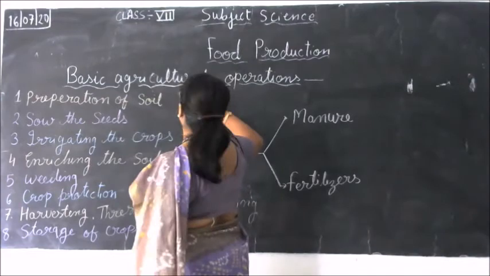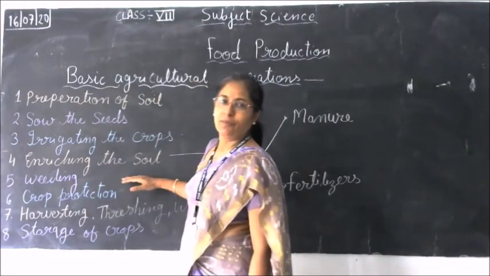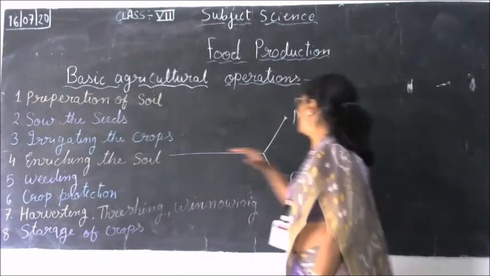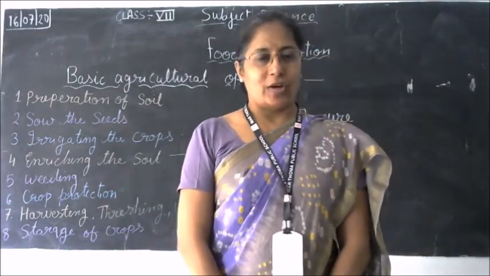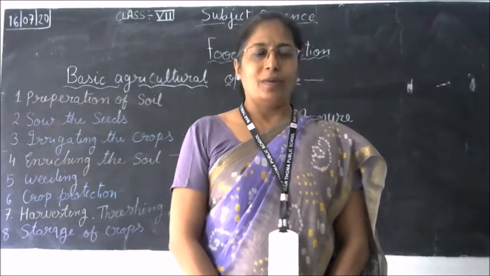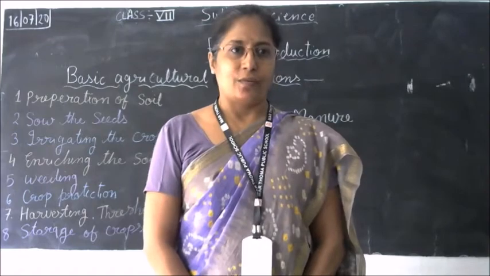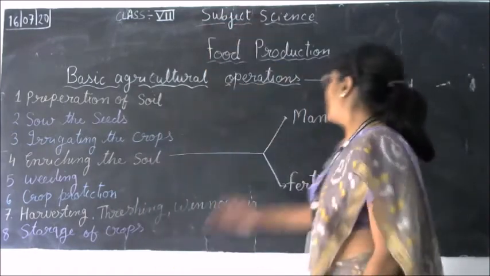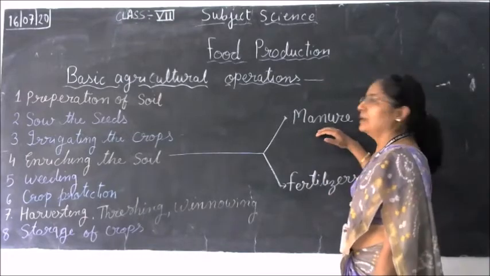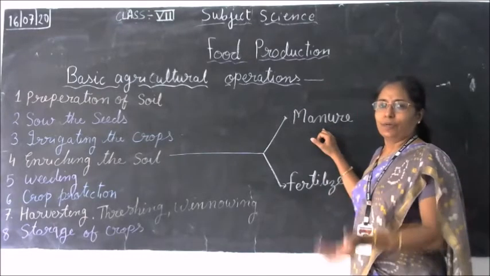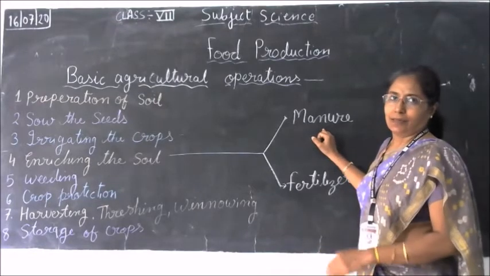Fourth basic agricultural operation is enriching the soil, which is the most important part. It means increasing the soil fertility. Farmers have to add some manures and fertilizers. For that, manures are organic substances. They are formed with the help of leftover plants and animals' dung.